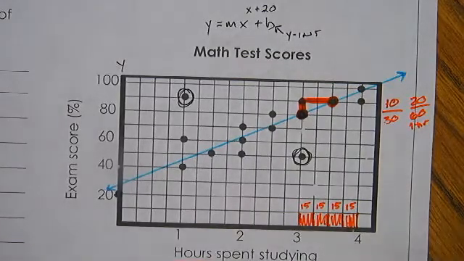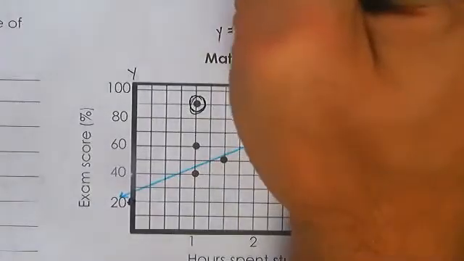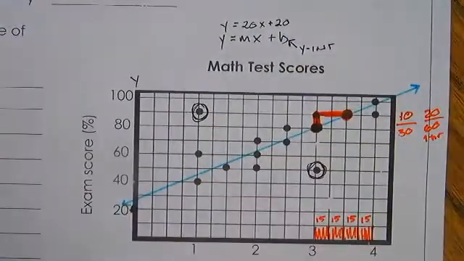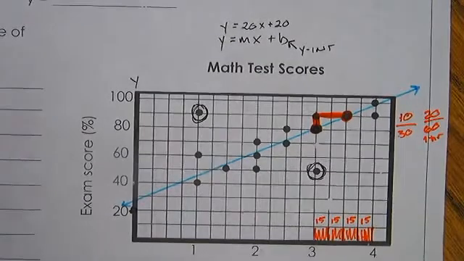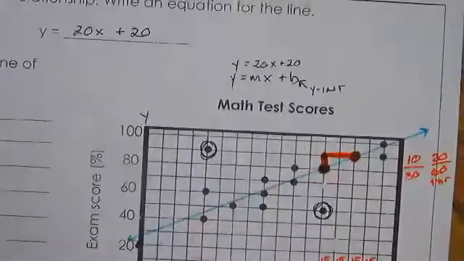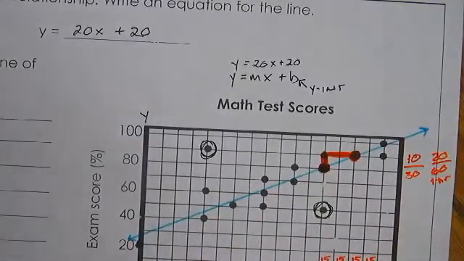So what is my slope? My slope is 20. So there is my equation: y equals 20x plus 20. So 20x plus 20. And does that fit? Is that what I would expect?